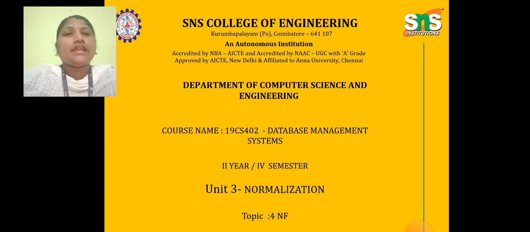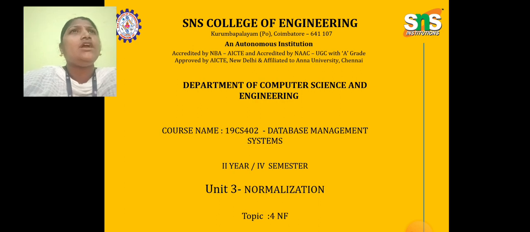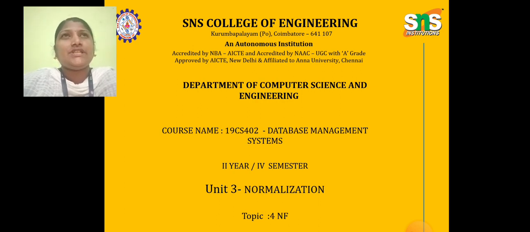That means the table should be already in the third normal form, and now there should not be any multi-valued dependency in the table. So fourth normal form means the table should be already in 3NF. That means there should be an atomic value, there should not be any partial dependency, and next there should not be any transitive dependency, and also it should be in Boyce-Codd normal form. That means there should not be any non-trivial dependencies in the table.